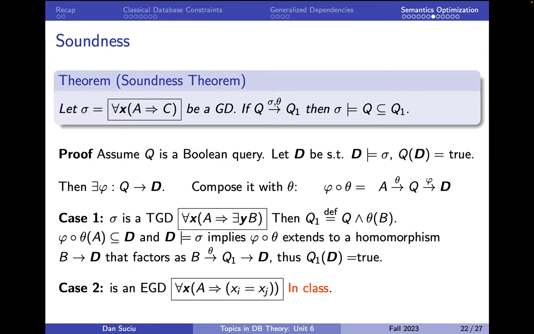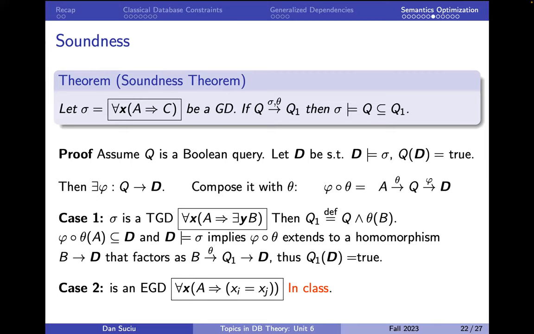That gives us a homomorphism from A to the database. And we use this to reason about the fact that the database satisfies the constraint, and therefore the right-hand side of the constraint must also be true. And I think that is the crux of the proof.